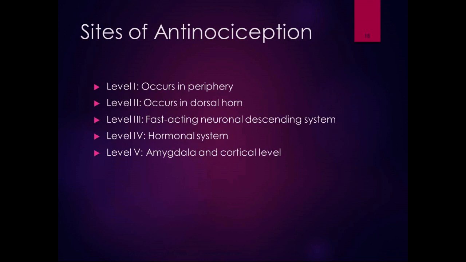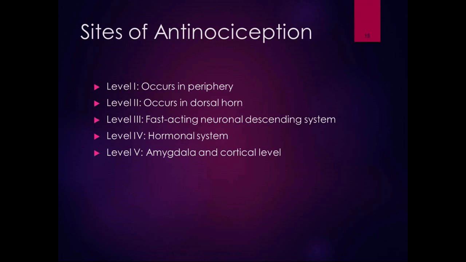So there are 5, we're going to present this 5-level anti-nociception model. And there's a really nice little picture on page 215 that shows the structures that are involved with the individual sites of anti-nociception. So level 1 occurs in the periphery. So it's our peripheral sensory nerves that are affected in level 1. So anti-nociception can happen in the periphery, and we'll talk about how.